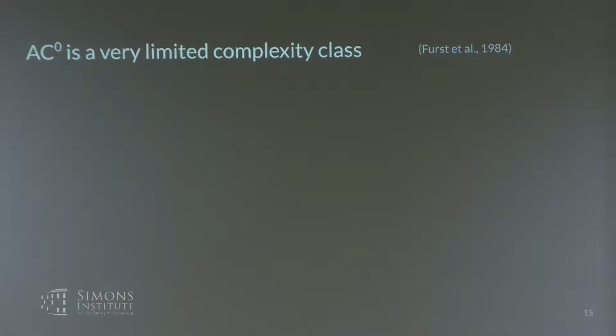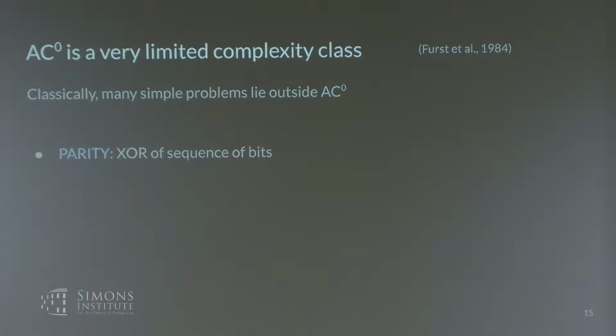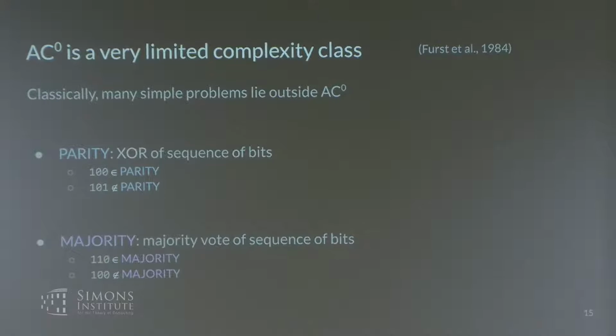And it's classically known that AC0 is a very limited complexity class. There's this famous result from the 80s that functions like parity, taking the XOR of a sequence of bits, can't be expressed in AC0. Just to show what parity is, 1, 0, 0 would be in parity, because if you take the XOR of these bits, you get a 1, whereas 1, 0, 1 would not be. Another function that turns out to not be in AC0 is the majority function, which is really simple. You just take a sequence and take a majority vote. Are there more ones or more zeros? Like this.